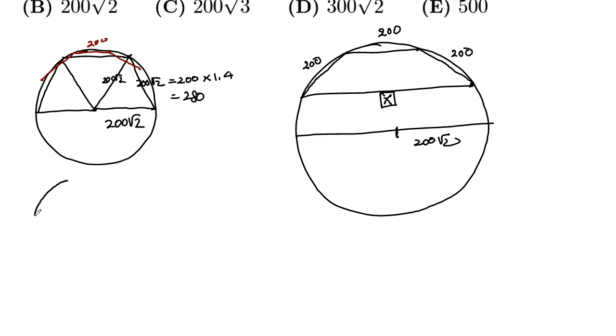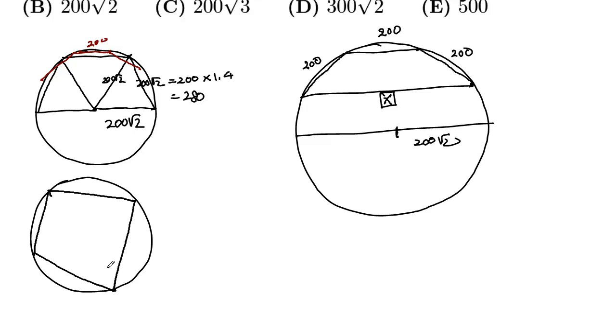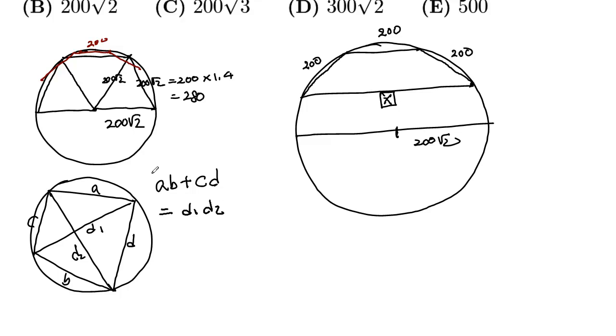When you have a quadrilateral inscribed in a circle, this is cyclic. This is A, this is B, this is C, this is D. We have two diagonals, right? This is diagonal 1, this is diagonal 2. Ptolemy's theorem looks like this: the product of one pair of opposite sides, AB times CD, plus the product of the other pair should equal D1 times D2. They're always equal. We can apply this.